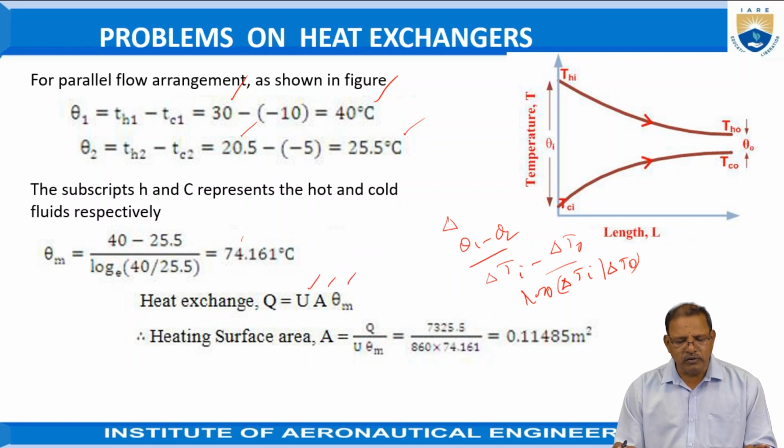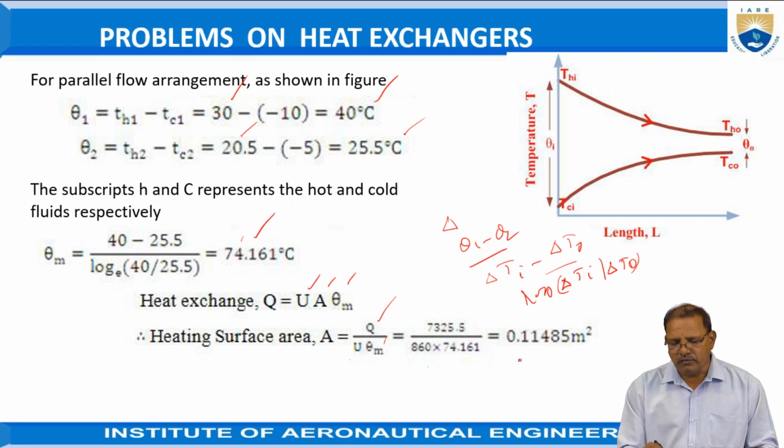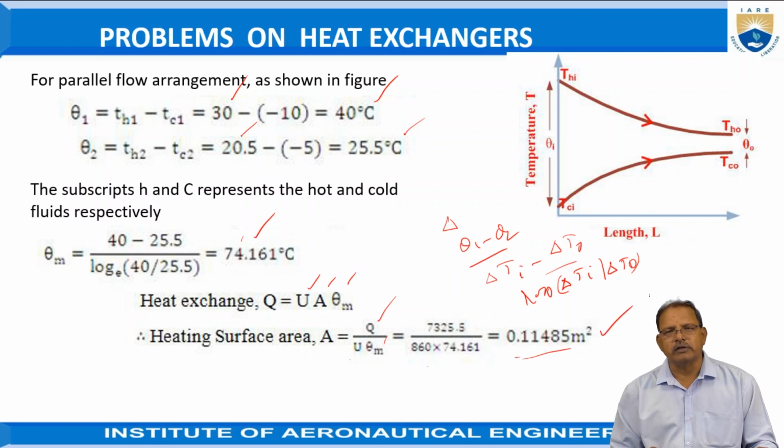Heat exchange Q is equal to U A Tm, where U stands for the overall heat transfer coefficient, A is the surface area, Tm is the logarithmic mean temperature difference, which is already calculated, equal to 74.161 degree centigrade. The heating surface area, from this relation, A is equal to Q divided by U Tm, which is equal to 7,325.5 divided by U equal to 860, Tm equal to 74.161 degree centigrade. From this relation we got 0.211485 meter square now.